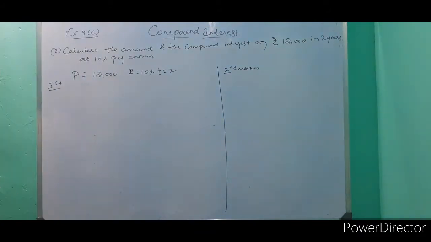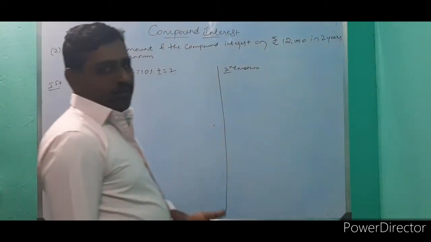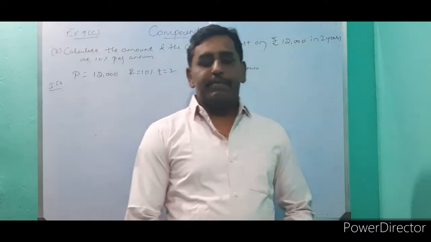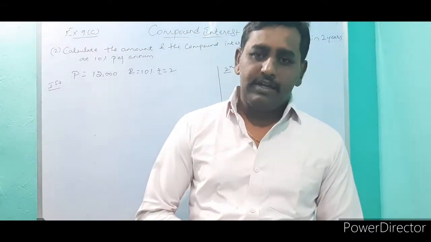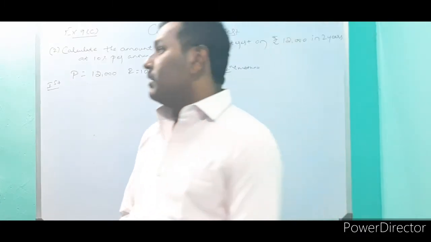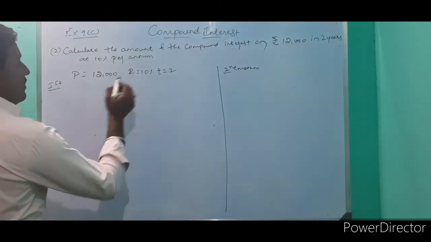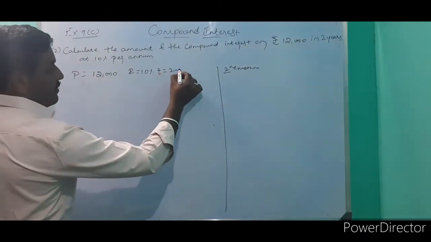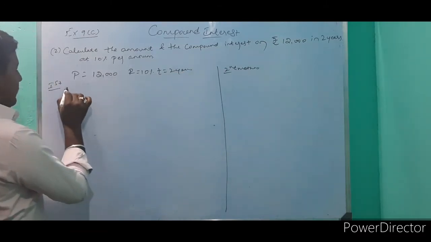First I will use the direct method. As you know how to do the direct method, in the earlier problem we solved it using the interest formula. So for that one, here how many years are they given? 2 years are given. First year.